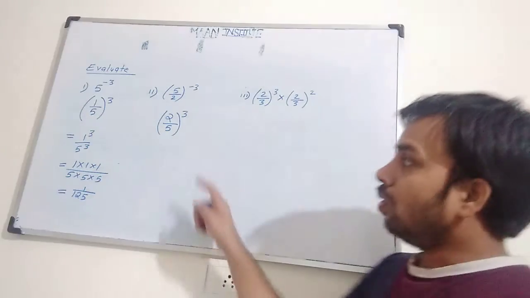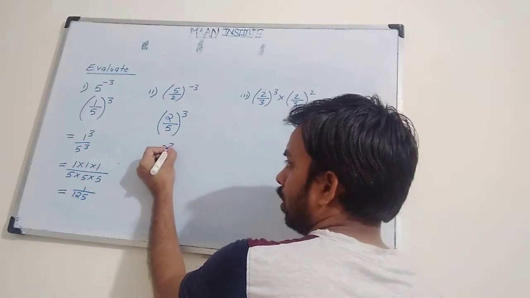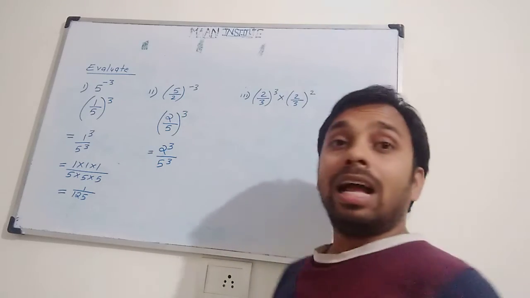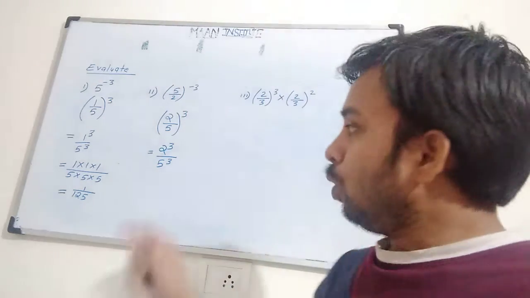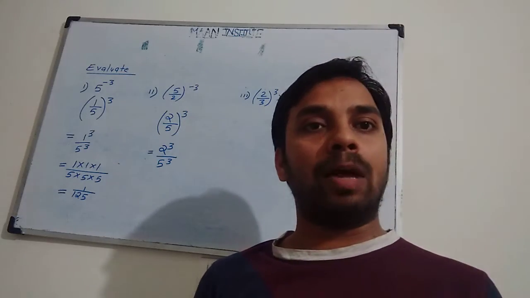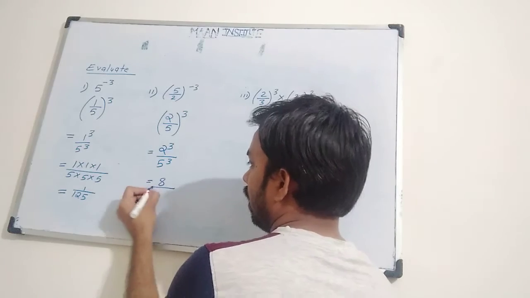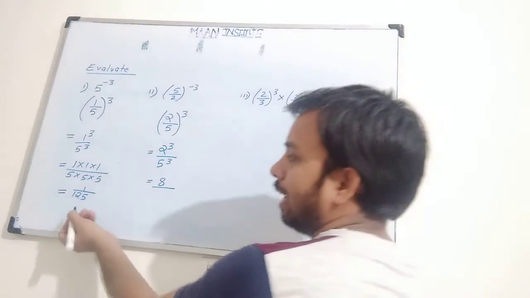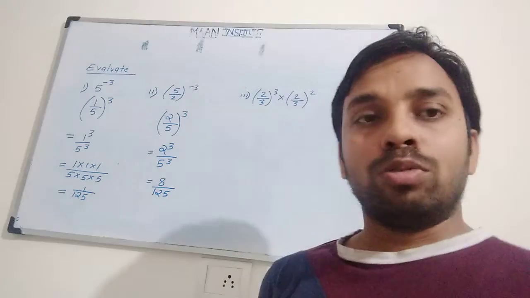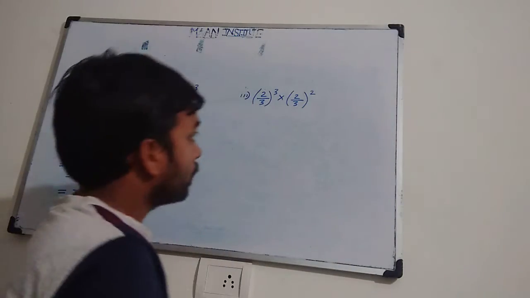Clear? Now, 2 by 5 cube, again the same thing, 2 cube over 5 cube. I am not going to write it in detail now. 2 cube means 2 multiplied by 2 becomes 4, multiplied by 2 becomes 8. So this is 8. And 5 cube again is the same, so 125. The second is done. Now time for the third one.